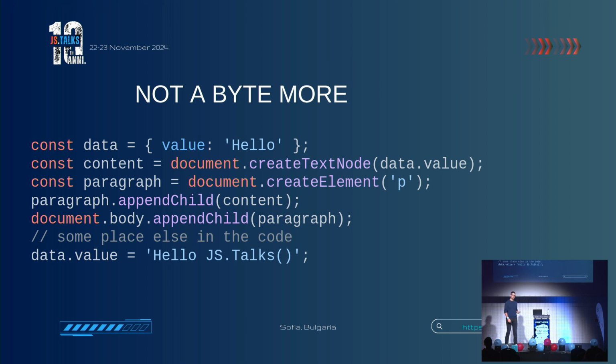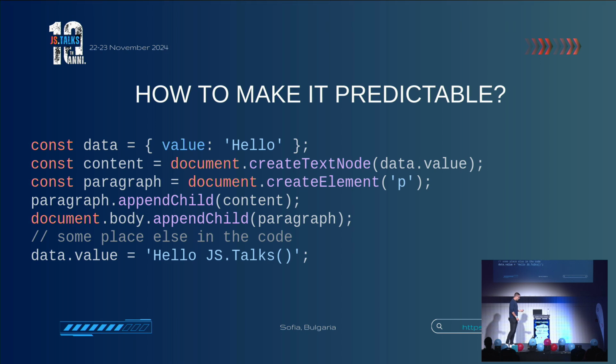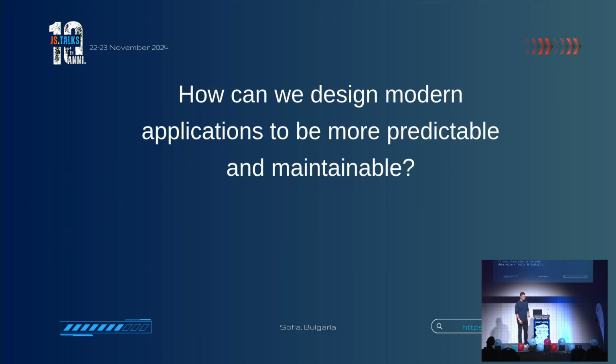But now we don't really need to do that. But in some places we still do it. So how can we make our code easier to maintain, more predictable? Some part of the application is going to mutate a data value, so the next time you look at that portion of space, you're going to see that the value it was representing is something else. And the broader question that we want to answer today is: how can we design applications to be more predictable and maintainable?